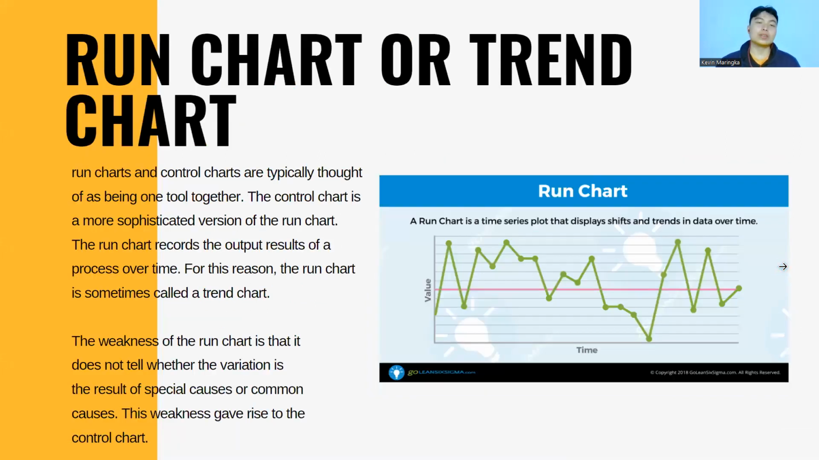Now, the run chart or trend chart. Run charts and control charts are typically thought of as being one tool together. The control chart is a more sophisticated version of the run chart. The run chart records the output result of the process over time. For this reason, the run chart is sometimes called the trend chart. The weakness of the run chart is that it does not tell whether the variation is the result of a special cause or common causes. This weakness gives rise to the control chart. So this is an example of a run chart.